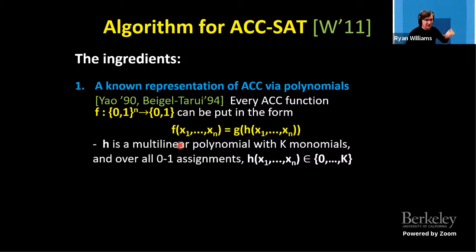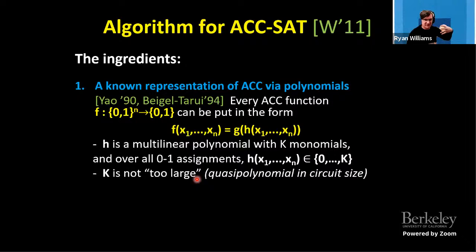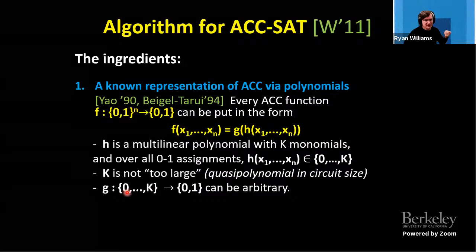Over all 0-1 assignments, this H takes on a value between 0 and K. So the point is, K is not too large, okay? K is just some nice polynomial. It's sparse in terms of number of monomials. And G is just some arbitrary function, it can even be made a specific type of function, but it just takes a value from 0 through K and outputs 0 or 1. Okay, so we can decompose ACC into this form.